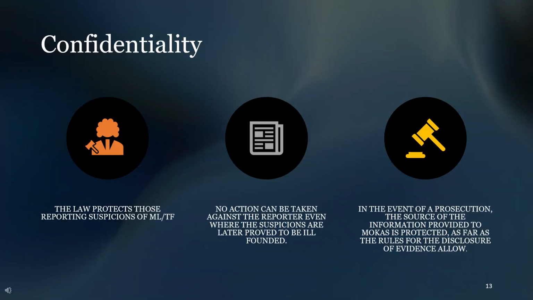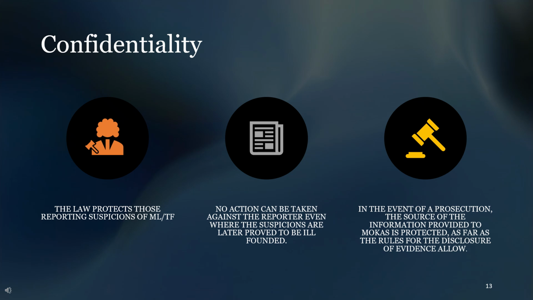The law offers protection to individuals and organizations reporting suspicions of money laundering or terrorist financing from any claims of alleged breaches of confidentiality, including threats or hostile actions. No legal action can be taken against the reporter, even if the suspicions later prove to be ill-founded. However, this protection applies only to the disclosure of suspicions or beliefs regarding funds potentially linked to money laundering or terrorist financing, and the supporting information behind those suspicions.